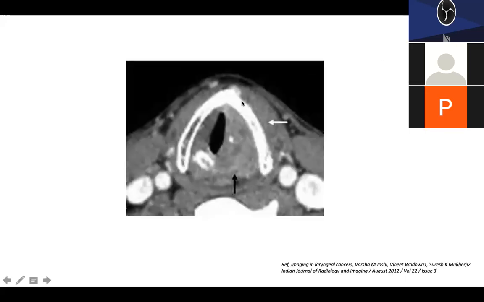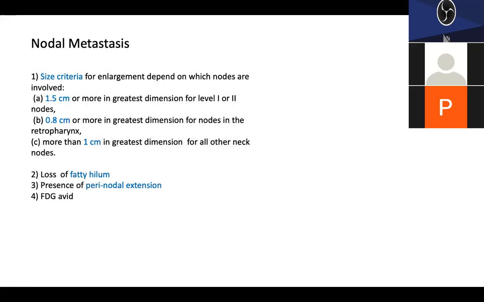Here sclerosis has happened uniformly, and you can also see that there is exolaryngeal spread, because the soft tissue is thickened as compared to the right. I myself personally am very wary of just seeing sclerosis and calling it cartilage erosion without any other features. So now nodal metastasis.